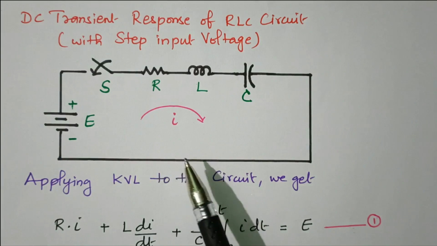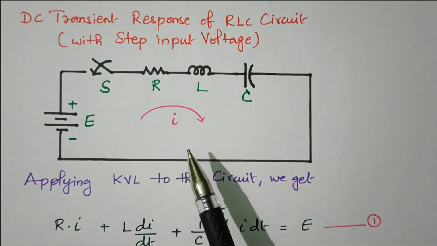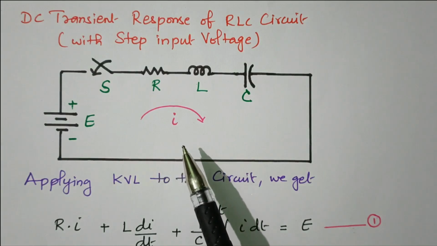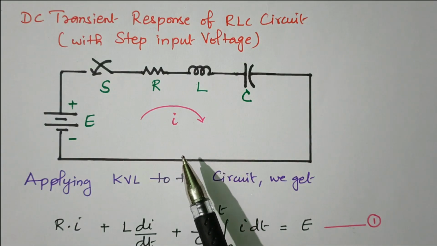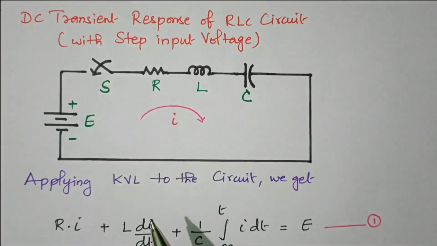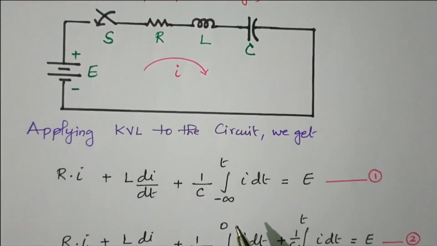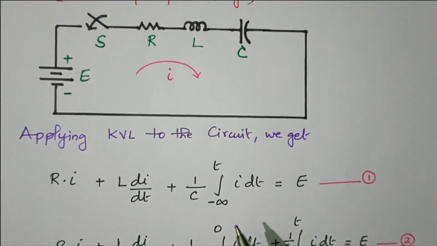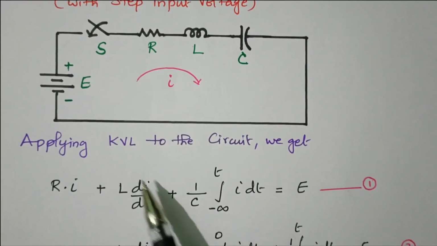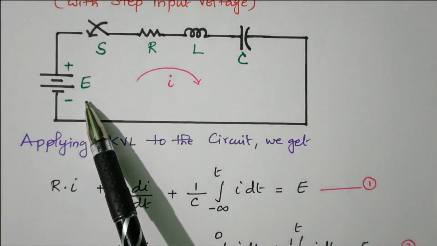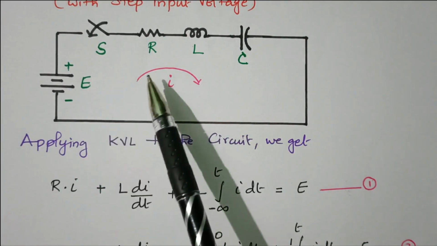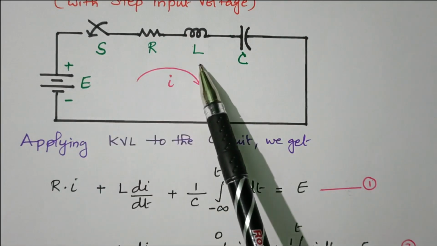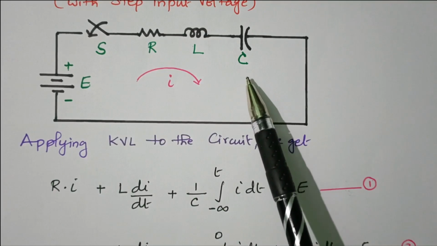In order to analyze that transient response, we need to go with Kirchhoff's voltage law. We need to find the differential equation. By taking Laplace and inverse Laplace, we can obtain the transient response, the time response. Now, applying KVL to the circuit, the Kirchhoff's voltage law is nothing but the supply voltage E equals the voltage drop across resistor, inductor and capacitor. So this is the KVL given.